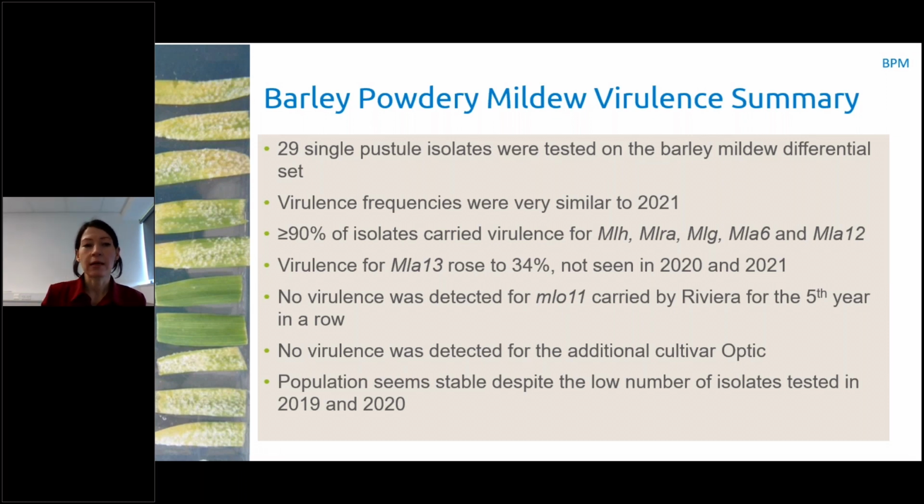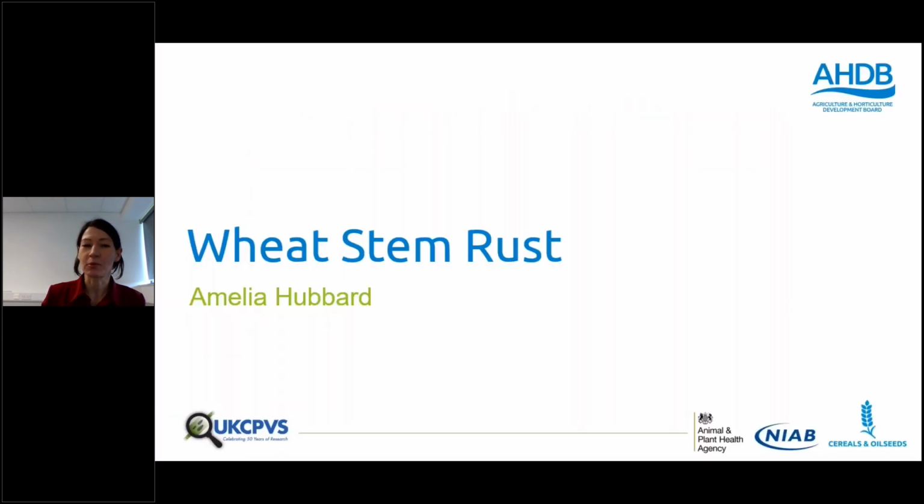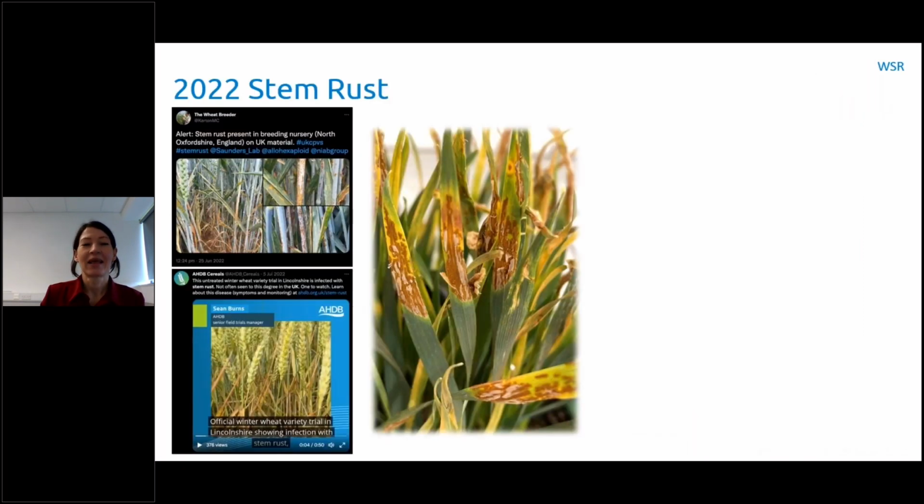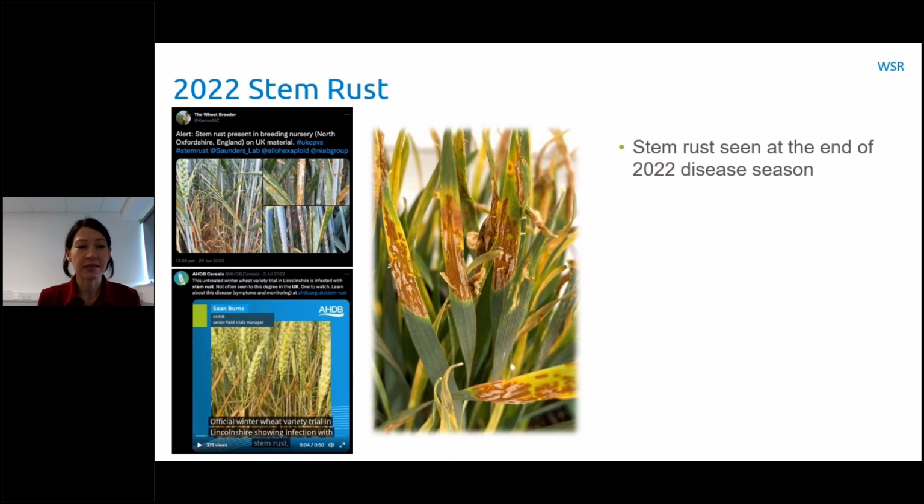So that's it for the barley powdery mildew. We can now go on to wheat stem rust. This isn't a disease that I talk about very often, but you may be aware that it was seen at the end of the 2022 disease season, and you may have seen the reports on social media that stem rust was making a bit of a comeback.